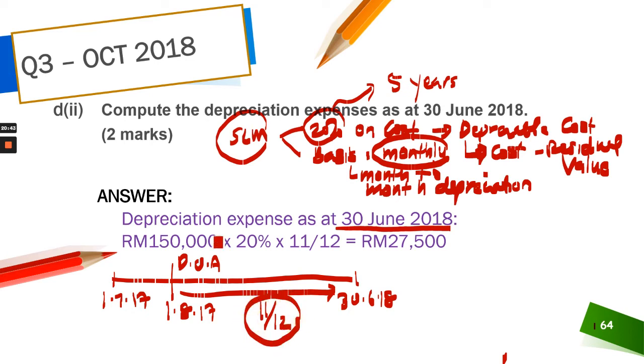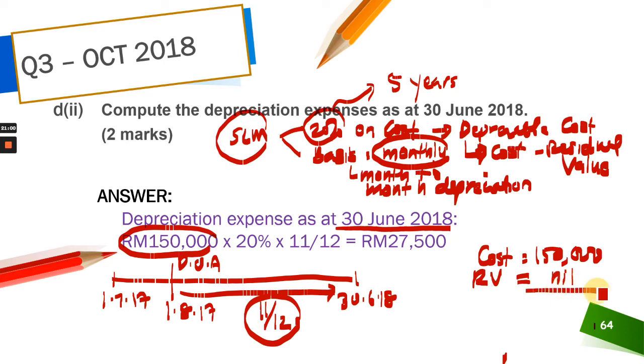So therefore, the depreciation will be based on 150,000. In our case, the cost is 150,000, which refers to initial cost. The residual value or the scrap value or the salvage value is nil. So therefore, the depreciable cost or depreciable amount is also the same figure, 150,000.